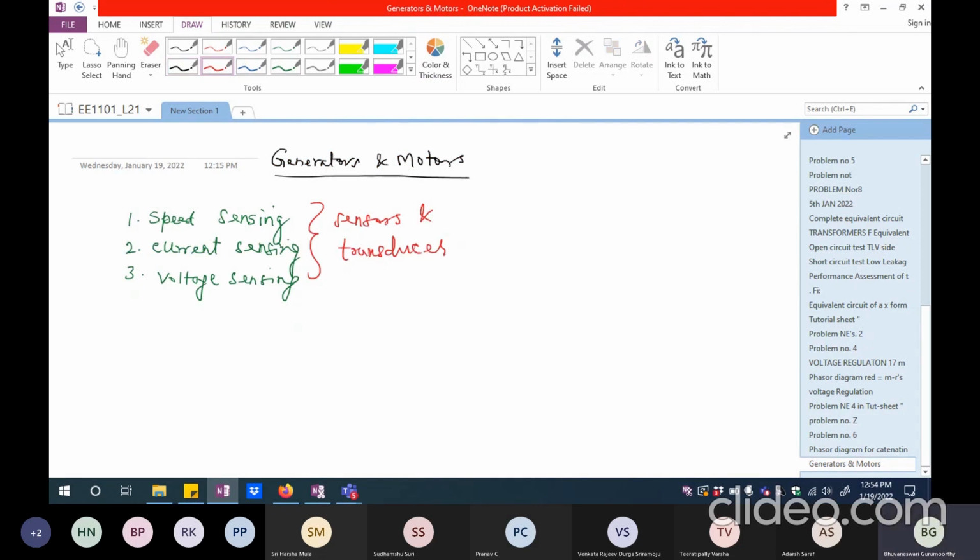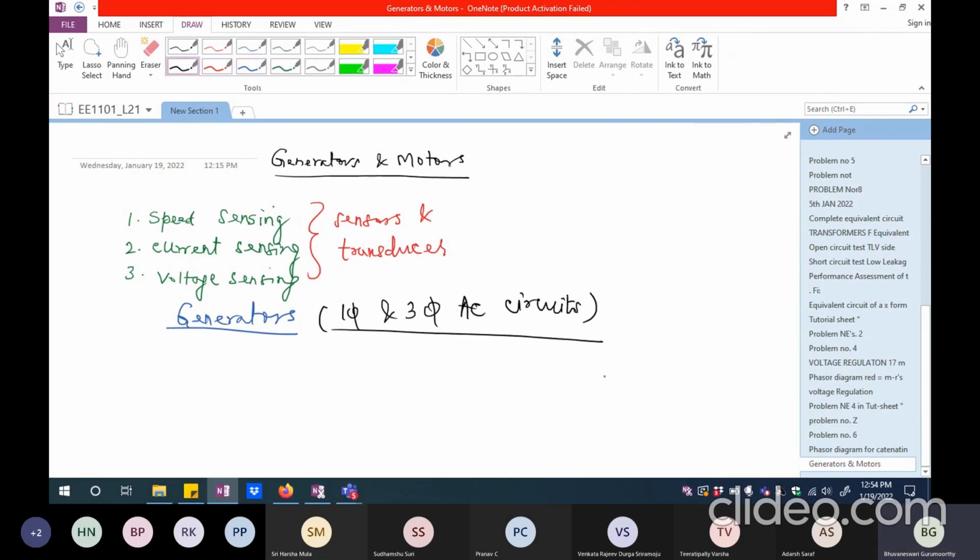Okay, so I'll just give some amount of explanation about these things, and then with that we'll conclude the course. As far as generators go, I think I already introduced a little bit for you as to how generators work. This was when we talked about single phase as well as three phase AC circuits, where I mentioned how the generators work. So let me reiterate that a little bit.